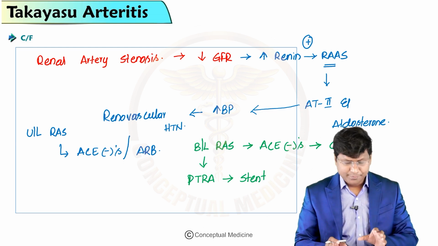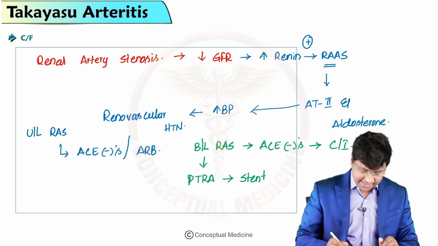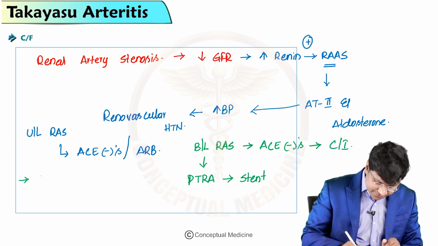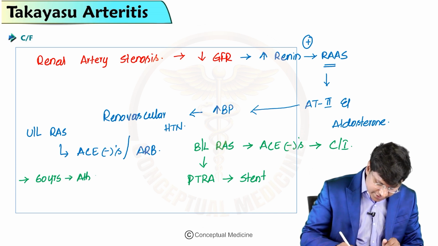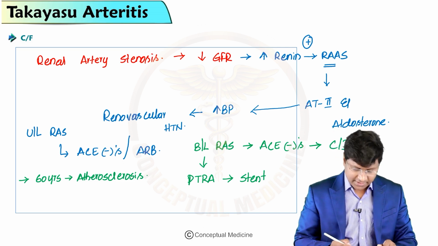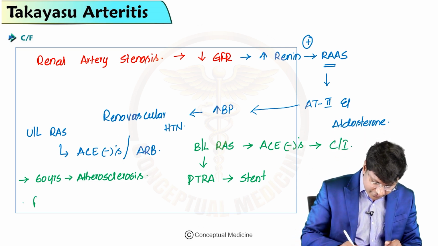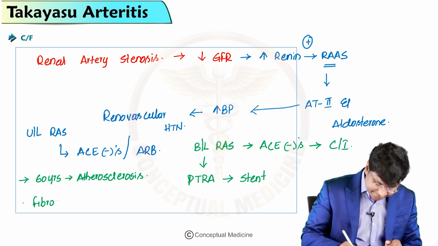And at the same point, let me just explain what the other causes of renal artery stenosis are. In elderly individuals of the age group around 60 years, the cause for renal artery stenosis will be atherosclerosis, and the other cause for renal artery stenosis will be fibromuscular dysplasia.